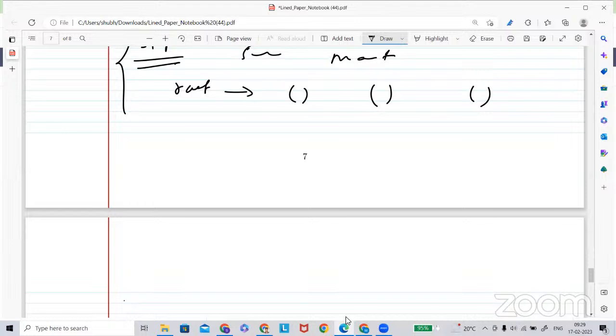You can make your own notes at your own pace, then revise them and then solve. See, maths is based more on practice questions. The more practice questions you do, the more you will be able to solve different kinds of questions. Yes, sir. Thank you, sir.